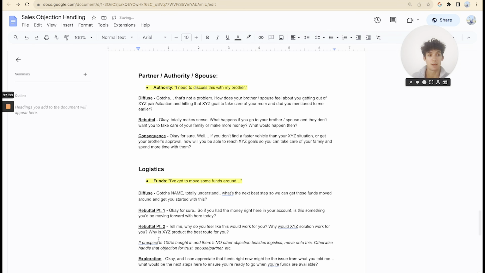And we're asking the prospect, hey, how does your brother feel about this? How does your brother or spouse feel about you getting out of XYZ pain? Now, the rebuttal here is going to be: totally makes sense, John. I mean, what happens if you go to your brother or spouse and they don't want you to take care of your family or make more money? What would happen then? Oh, well, I'd probably just do it anyways. Okay, cool. Do you want me to send over the invoice?